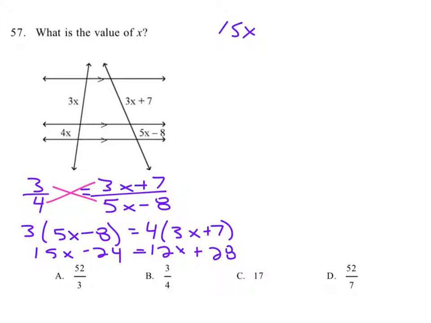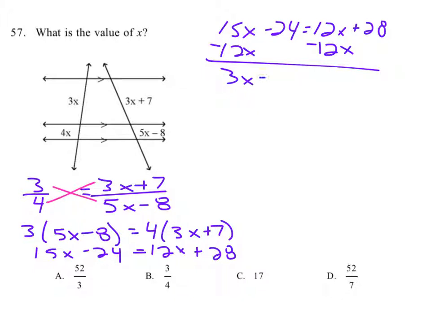Okay, 15x minus 24 equals 12x plus 28. Okay, what can we do from here? Well, just solve it the way you know how, and this shouldn't actually be a problem for any of you, hopefully. So let's just do it so you can see all the work. I want to get all the x's positively to one side, so I'm going to take the smaller amount here like that.